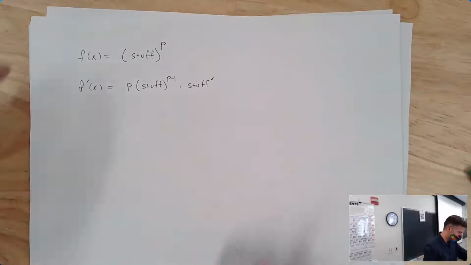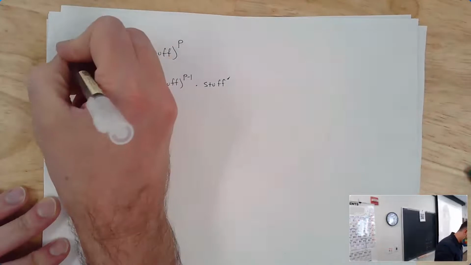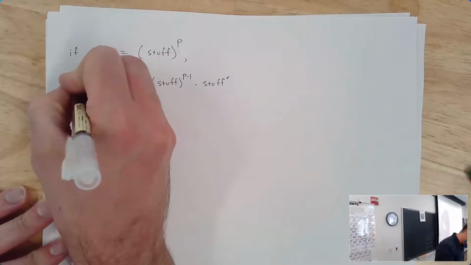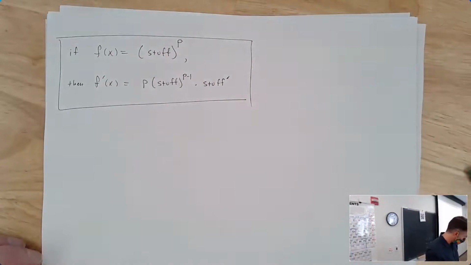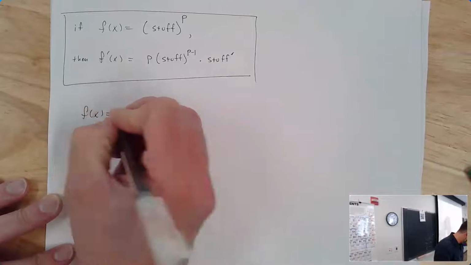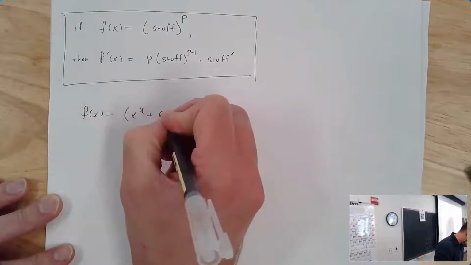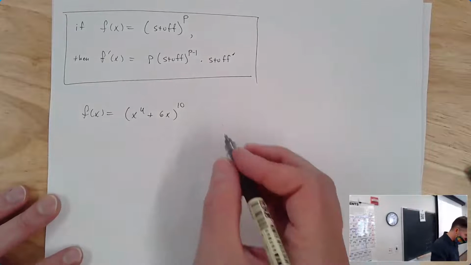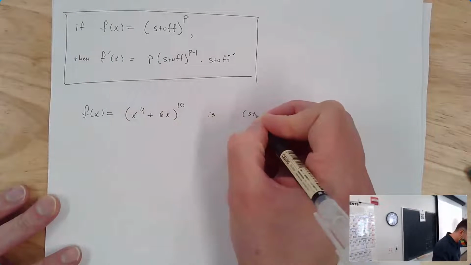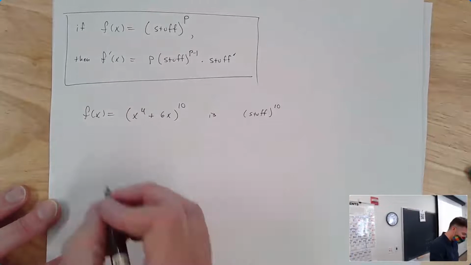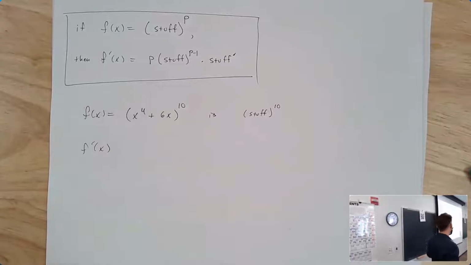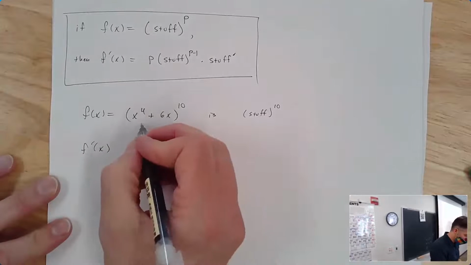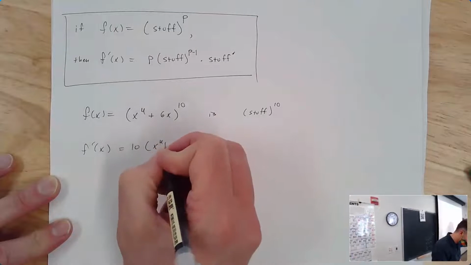So for example, let's say we had something like f of x equal to x to the 4th plus 6x to the 10th, which you could use a 10 times power or product rule for. You're not supposed to, right? That's not the point. The whole idea here is that this is some stuff to the 10th power. And the derivative is going to be, I always think of it as I've got something to the 10th. I know the derivative of x to the 10th is 10 times x to the 9th. I know the derivative of some stuff to the 10th is 10 times your stuff to the 9th.